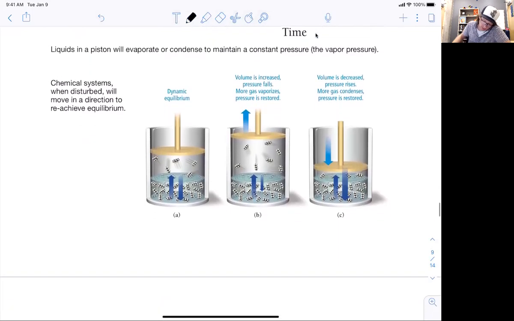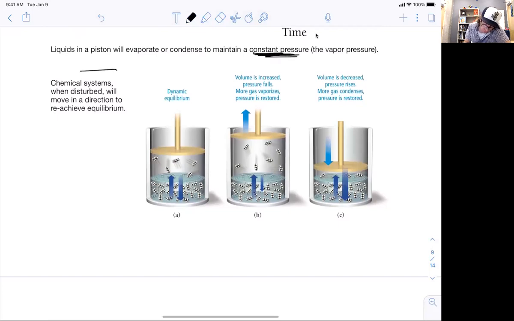Here, we're letting some liquid evaporate, fill up the container, and achieve a certain pressure, but then it's in a piston, so we change the volume. Whenever we change the volume, we change the pressure. What we notice is that the system responds by either evaporating to fill up the space or condensing to empty the space to get back to that same pressure. So these will always be constant pressure.